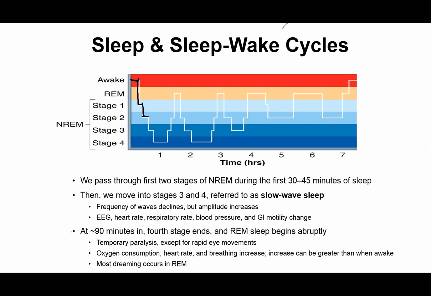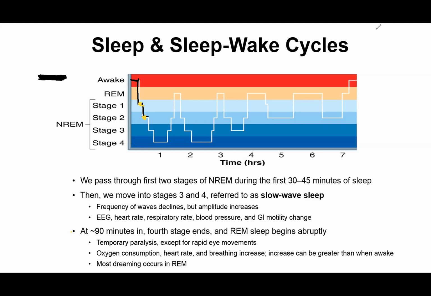So anytime you see the flat line going across like this, this is going to represent sleep during whatever stage it falls in. Okay, so the first part of sleep, as I just mentioned, is this stage 1 period here. And then we drop into stage 2 for a little bit. And usually this is the first 30 to 45 minutes.